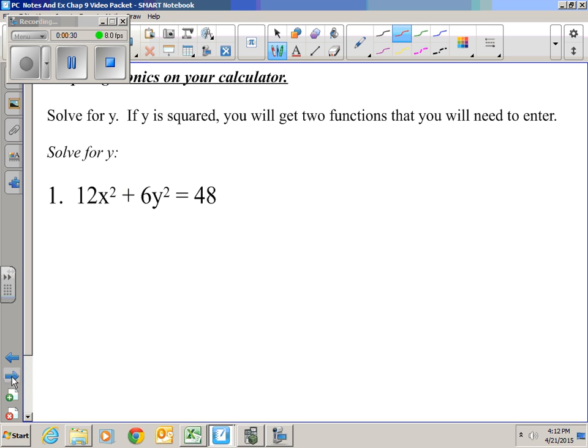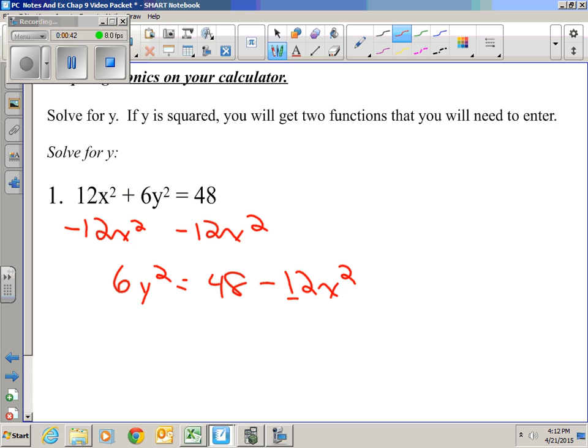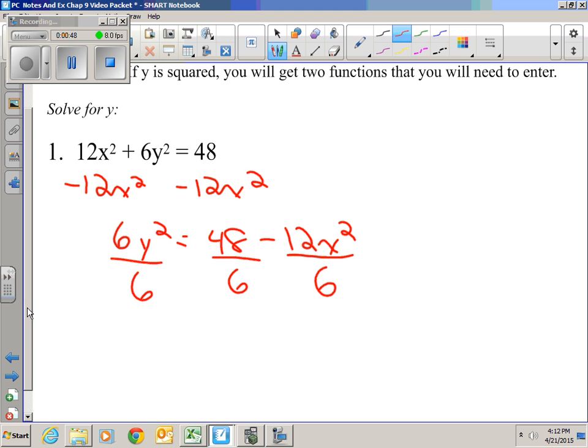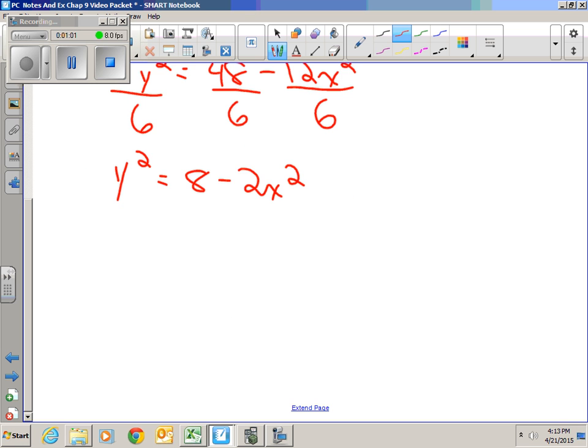I'm going to start here by subtracting 12x squared from both sides. That gives me 6y squared is equal to 48 minus 12x squared. I'm going to divide each term by 6. So I'm going to get y squared is equal to 8 minus 2x squared. Now I'm simply going to take the square root of both sides. So y is equal to plus or minus radical 8 minus 2x squared.